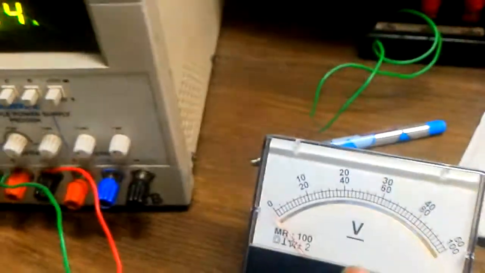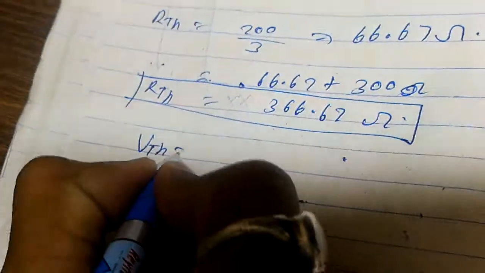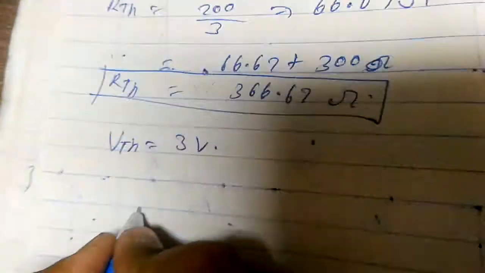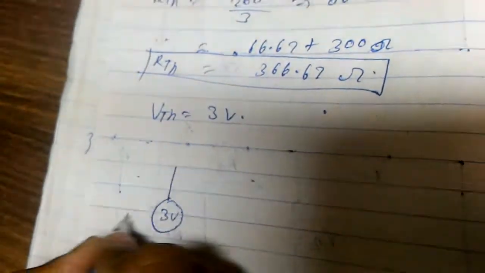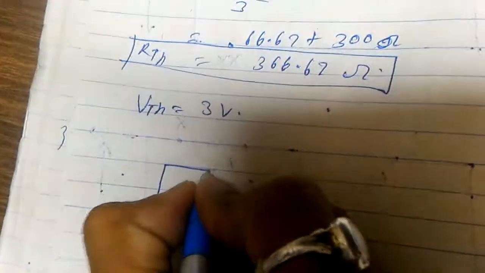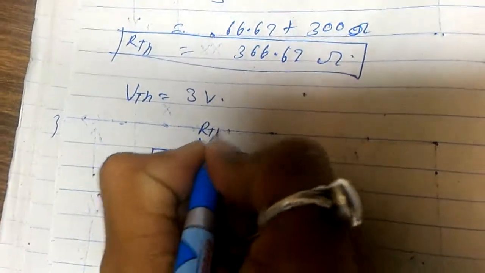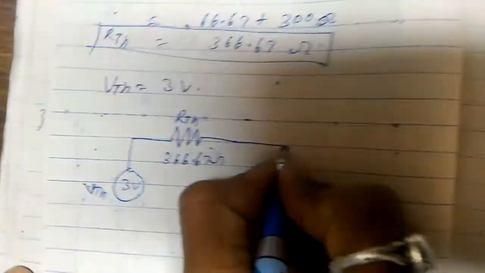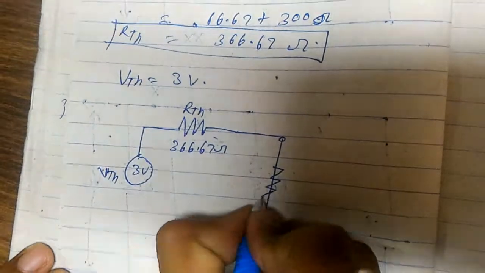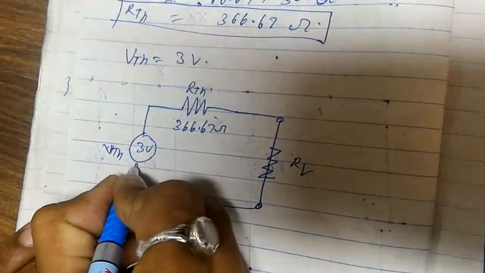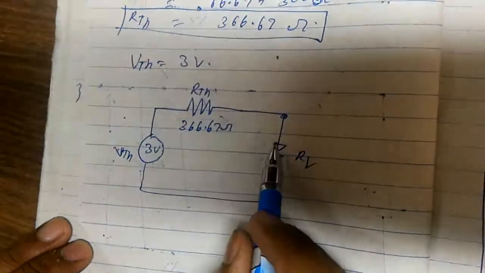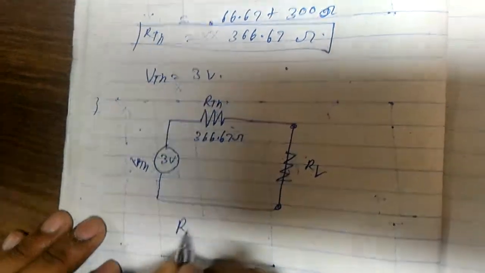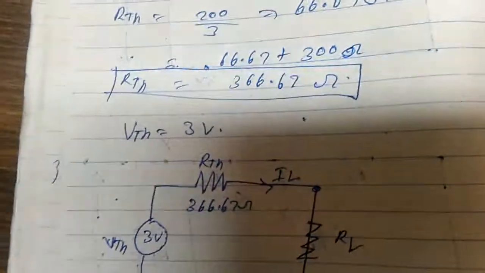So now we can replace VTH is equal to 3 volt. Now we can replace our whole circuit with a voltage source VTH, with RTH of 366.67 ohm in series with it, and here is again a load resistance RL. For maximum power transfer, RL is equal to RTH. Here is the IL going to flow.